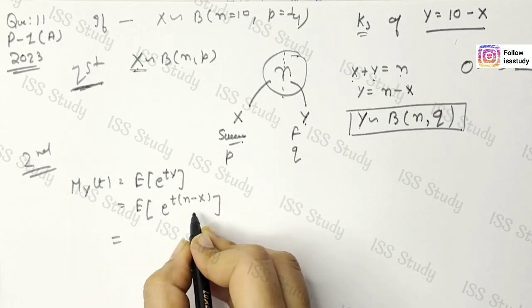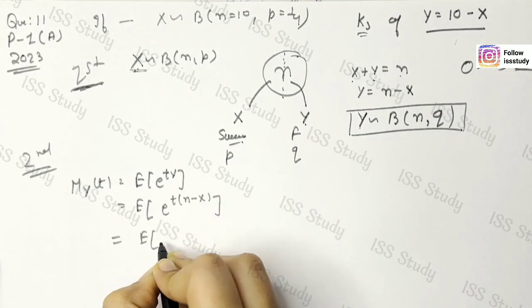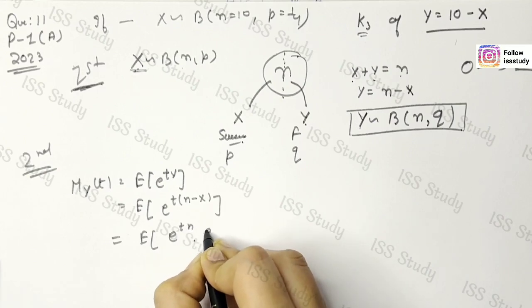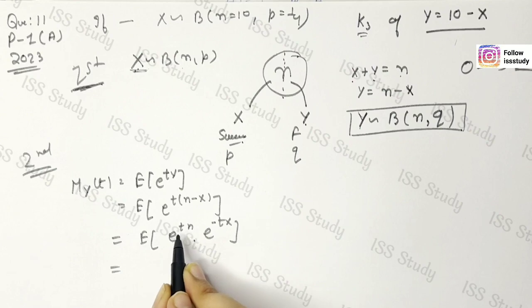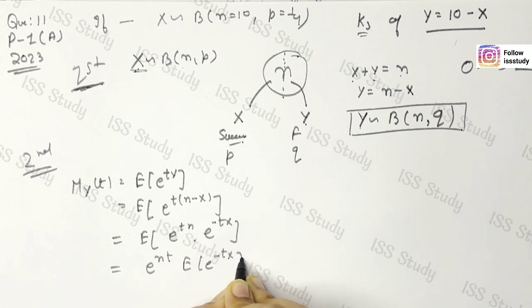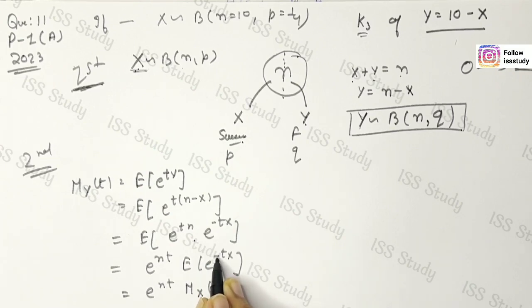Now from here I am going to separate the terms: e to the power tn into e to the power minus t of x. Here you can see e to the power nt is a constant value, so I can take it outside, and the expectation of e to the power minus t of x remains. Now how can we write this term in terms of Mx(t) again? I'm writing Mx, but we have a minus also, so I'm writing Mx(minus t).